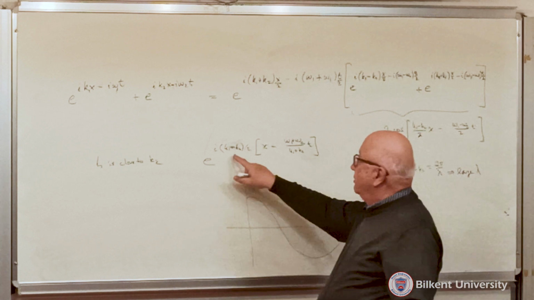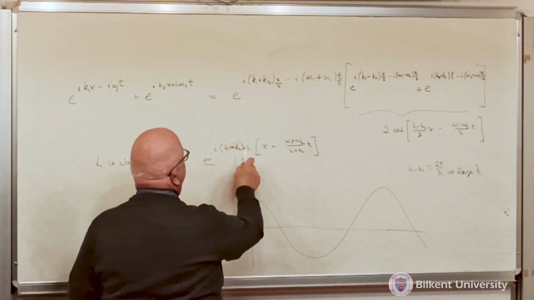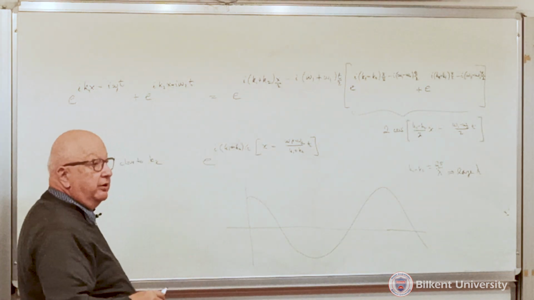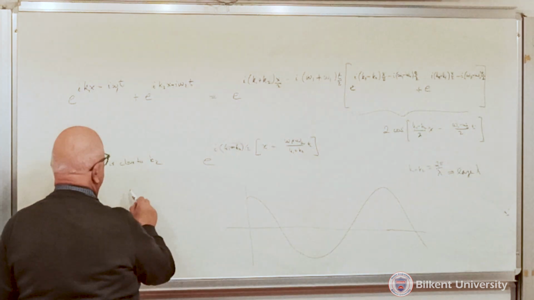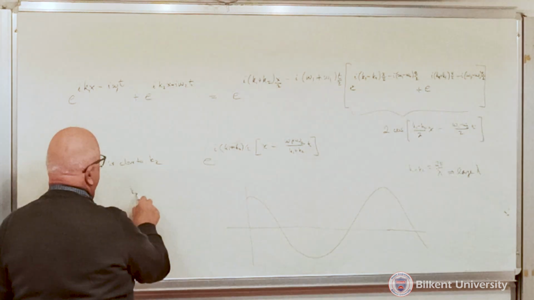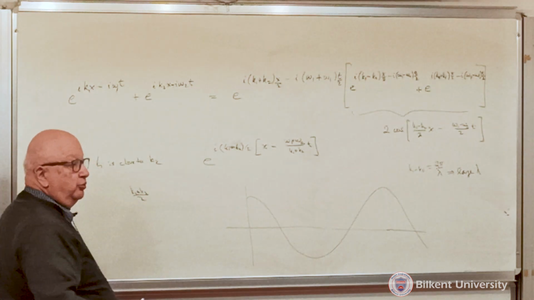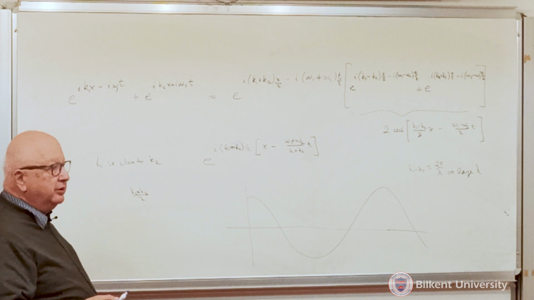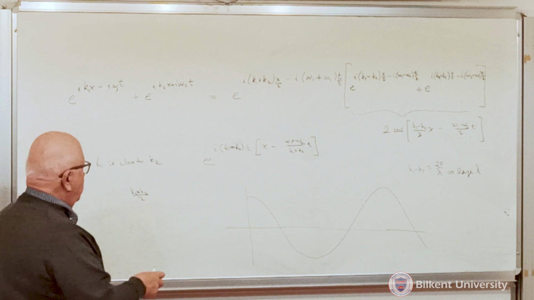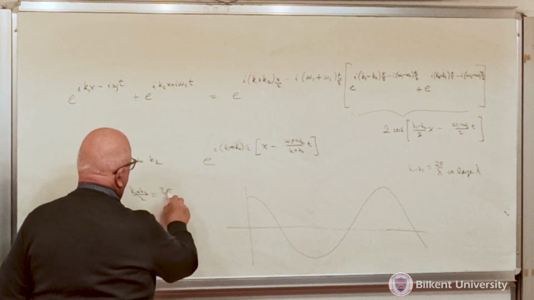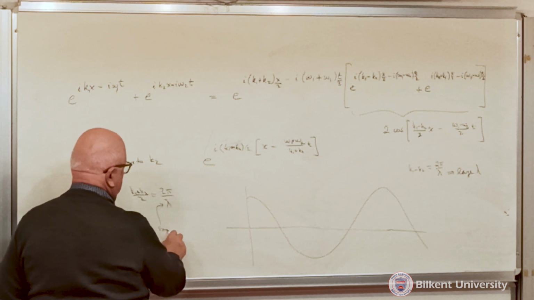Whereas this one will have a wavelength which is approximately equal to the original wavelength. So here I have k1 plus k2 over 2. These are two numbers which are close to one another, so their average is close to either one of them. So this is going to be again 2 pi over lambda, and this lambda is going to be small.